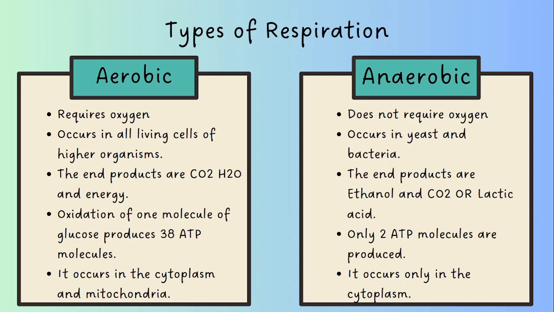Can you see the difference? In aerobic respiration there's 38 ATP, and in anaerobic respiration it gives only 2 ATP molecules, correct? Anaerobic respiration occurs in cytoplasm, right?